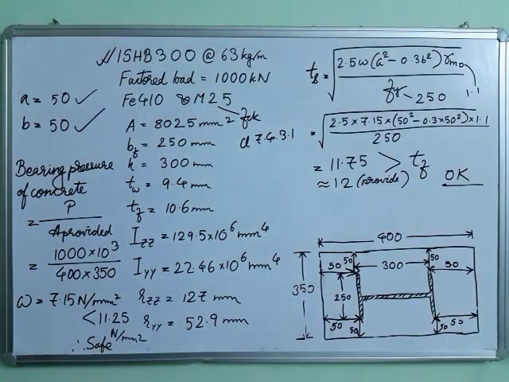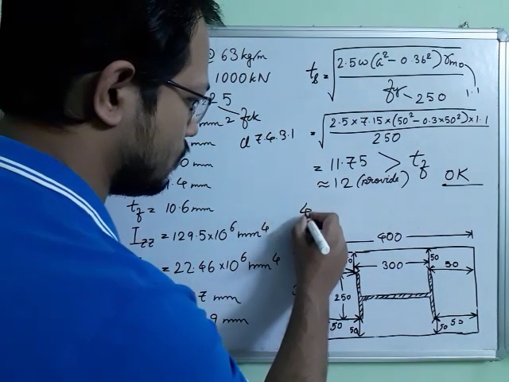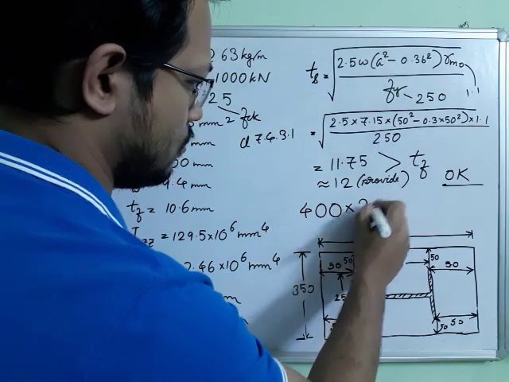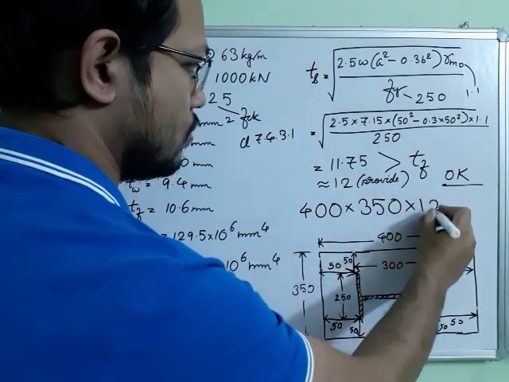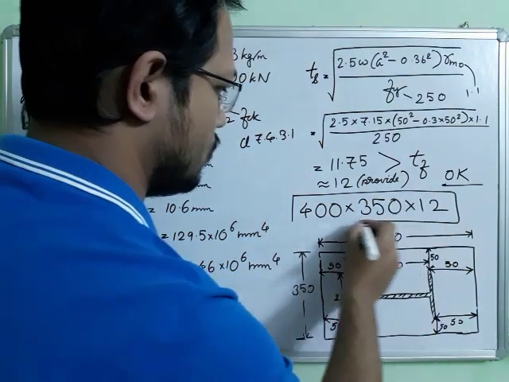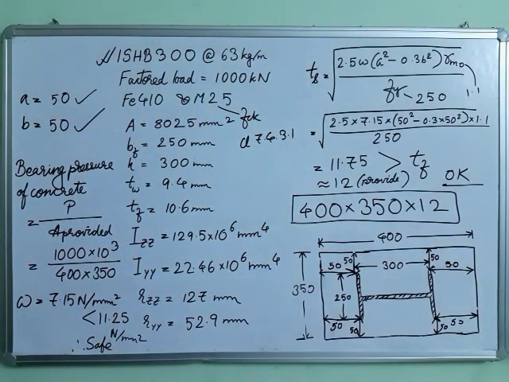So this is how we got the thickness of the base plate. Overall all the dimensions are done. This is how we design a base plate. The thickness and the dimensions, 400 by 350 into 12, will be the final dimension. It's one of the easiest topics of compression members, so I hope that you have understood it. Thank you very much.